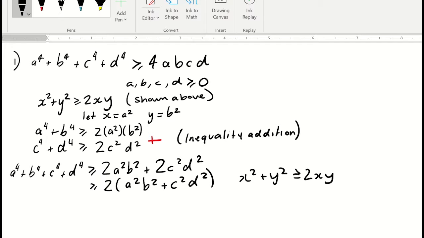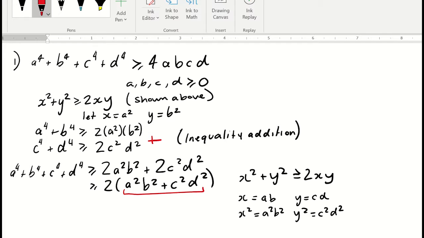Now I know that x squared plus y squared is greater than or equal to 2xy. So I can make that substitution. Imagine me thinking about this as x is equal to ab and y is equal to cd. Then x squared is equal to a squared b squared and y squared is equal to c squared d squared, which gives me that substitution in here that I can now say it's greater than or equal to 2 lots of 2xy.